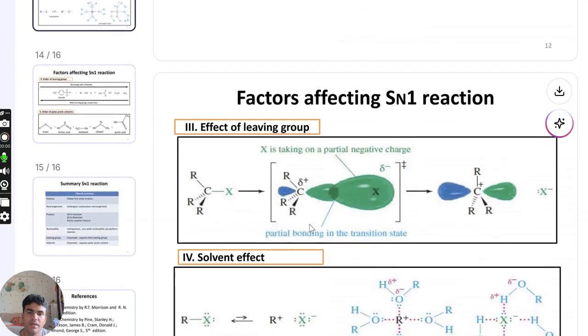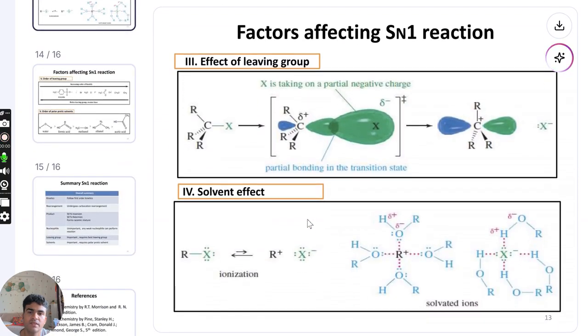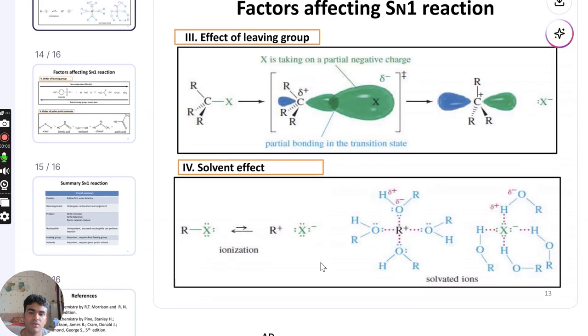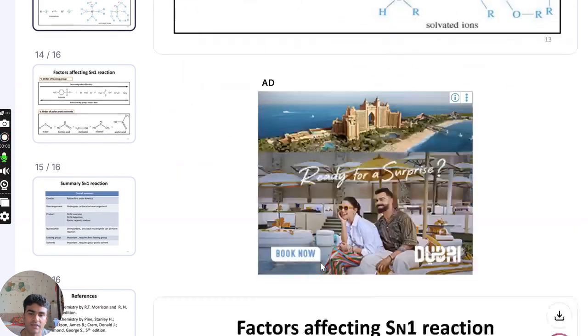Another factor affecting the SN1 reaction is the effect of the leaving group. The higher the leaving group ability, the lesser the activation energy, so the higher the rate. Solvent effect: as I stated earlier, as the transition state is polar, a polar solvent will stabilize the transition state and decrease the activation energy requirement, so it will enhance the rate of the reaction.